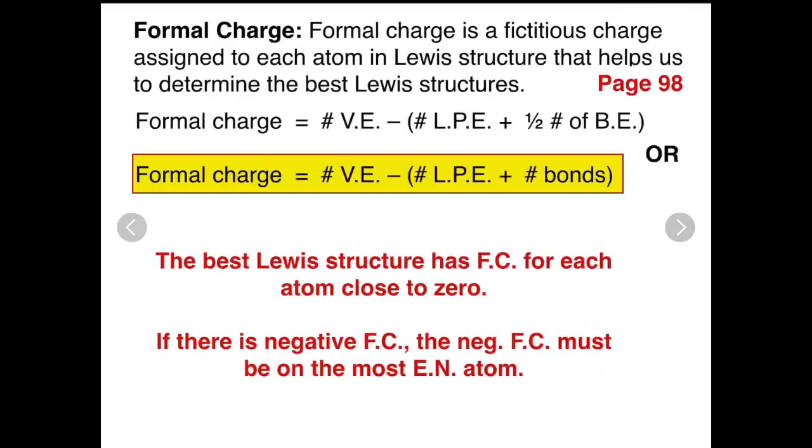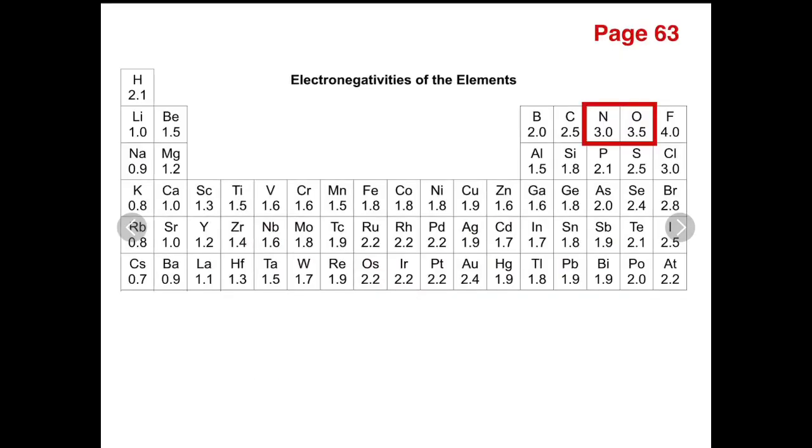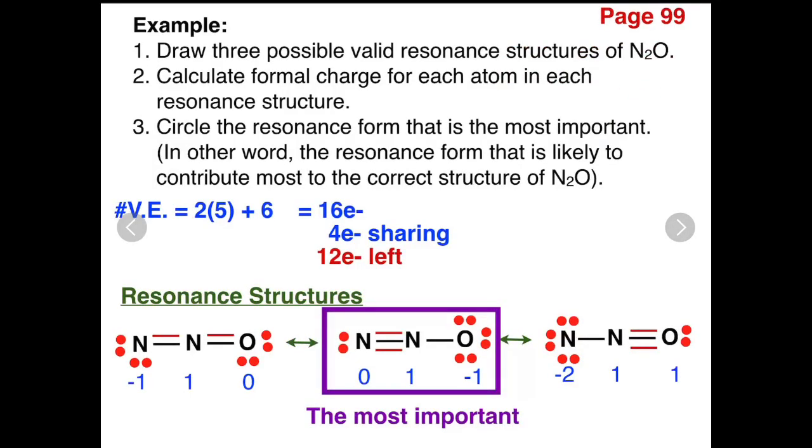If I go back here, this is the review from the previous chapter, previous lecture video part 1, page 98. There are 2 criteria that we are looking at here. Between nitrogen and oxygen, oxygen has a higher electronegativity value than nitrogen. Therefore, in this case, this structure is going to be the most important one, because the negative formal charge is on the most electronegative atom. So this structure right here would be the most important. It's more important than this one, and this one is more important than this one.